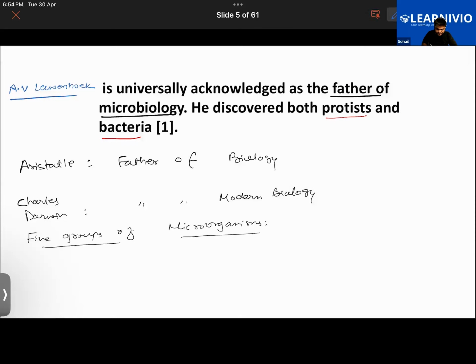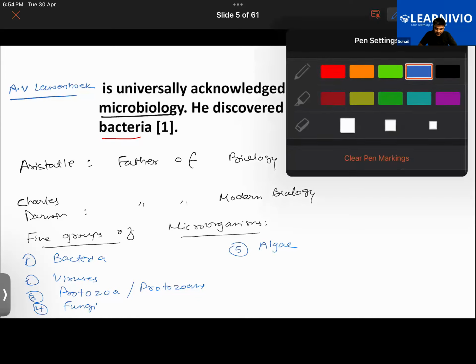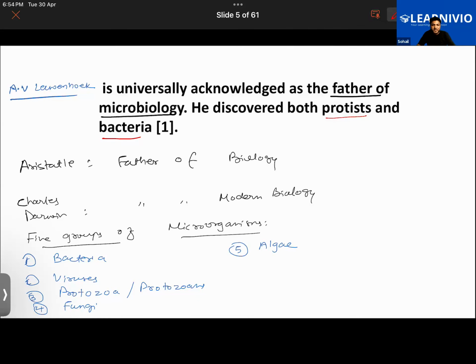The first one is bacteria. Second one is viruses. Third group is protozoa, or protozoans. The fourth one you have is fungi. And the fifth group of microorganisms we have got is algae. So whatever kind of microorganism we are going to study, they would be fitting in either of these groups.